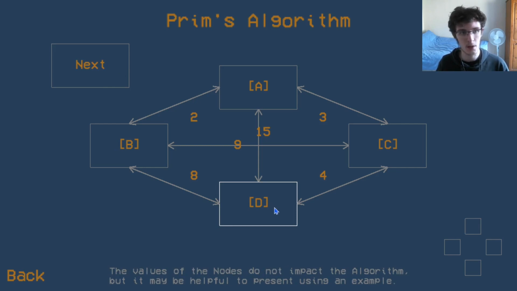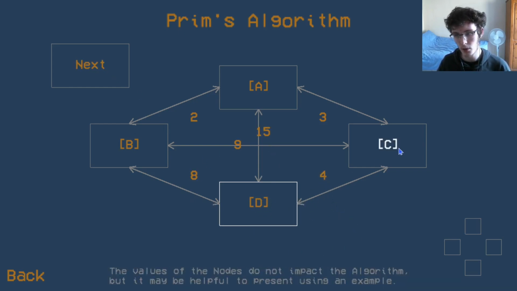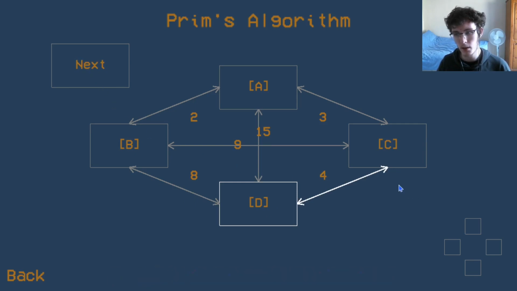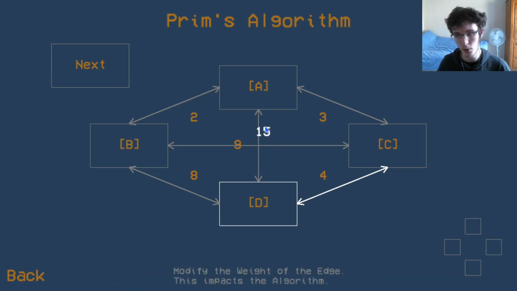Because this is the first node, it's quite easy. We just look at all of the edges connected to D. 4 is going to be the shortest, so we go over to C. Now we see everything that is connected to C or D: the 15, the 9, the 8, or the 3. We go with the 3.